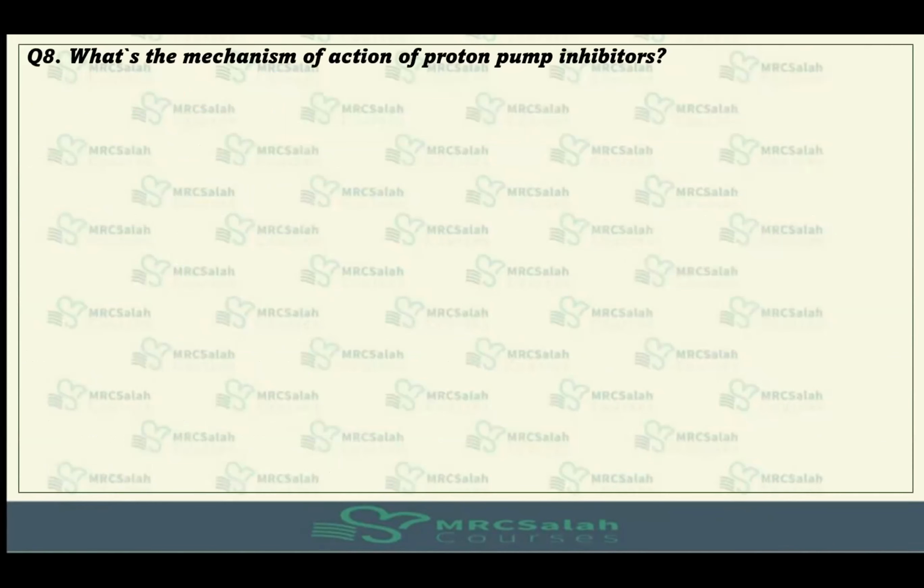So next question. Can you tell me what are the actions of gastric HCl? I'm sorry, the actions of proton pump inhibitors. It binds irreversibly to the hydrogen potassium pump on the gastric parietal cells, which inhibits the secretion of the hydrogen ion, which will combine with the chloride in the lumen of the stomach that forms HCl.